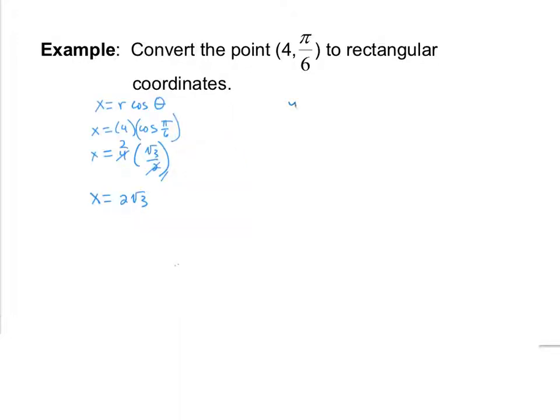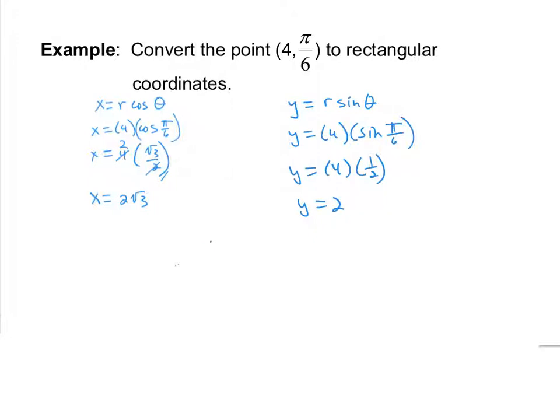And now we'll do the same thing with y. y equals r sine of theta. So I've got y equals 4 times the sine of theta, which is pi over 6. And since the sine of pi over 6 is 1/2, 4 times 1/2 is 2, and my point is (2 radical 3, 2).